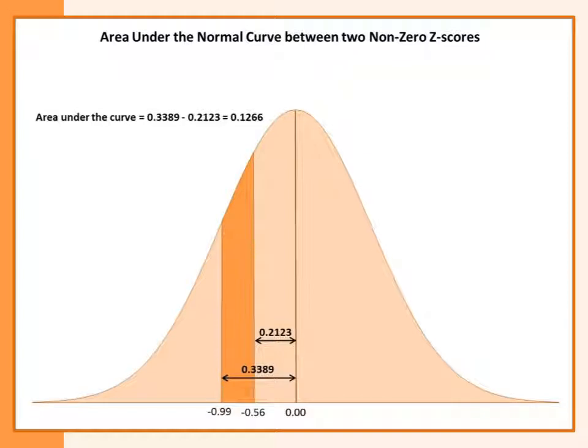Identifying where these z-score values fall, since they both are negative, they will fall below or to the left of our mean of 0. And we see the area between 0 and minus 0.99 z-score is 0.3389, and the area between 0 and minus 0.56 is 0.2123. Since both z-scores fall on the same side of the curve, we will subtract the smaller area from the larger area. 0.3389 minus 0.2123 equals 0.1266. So the area that falls between a z-score of minus 0.99 and minus 0.56 is 0.1266.